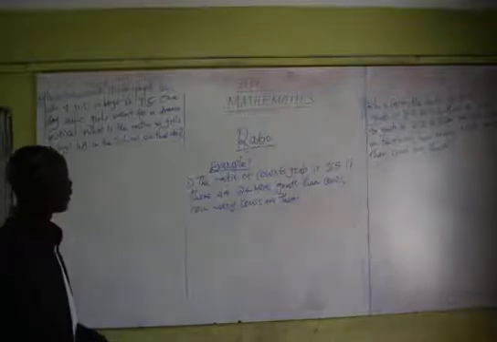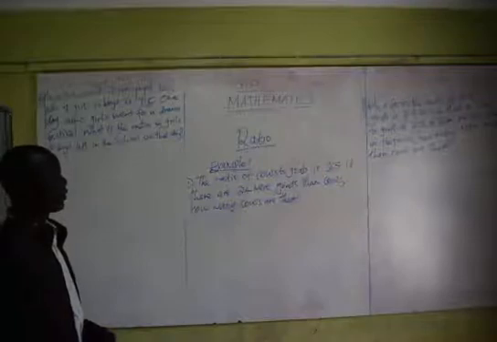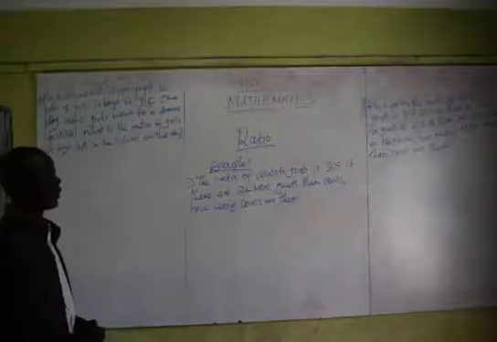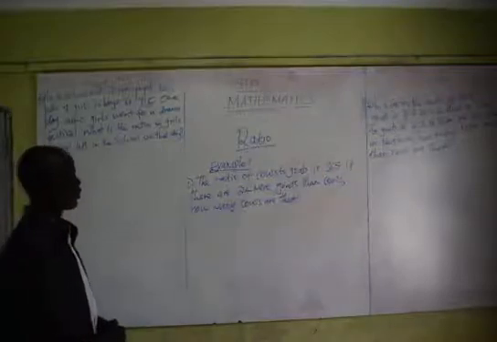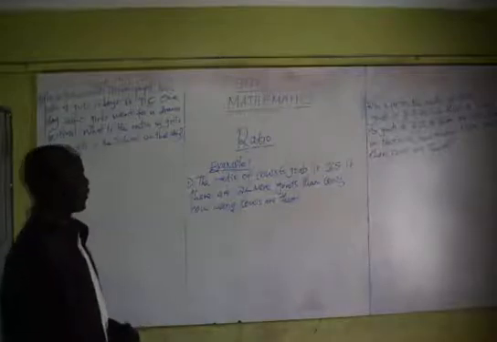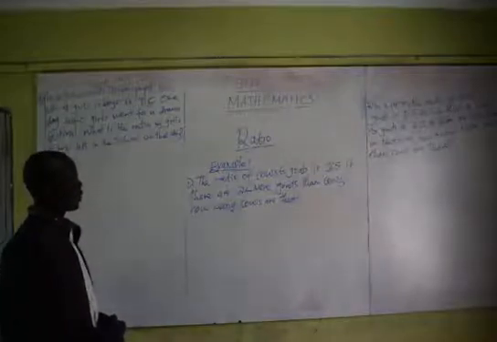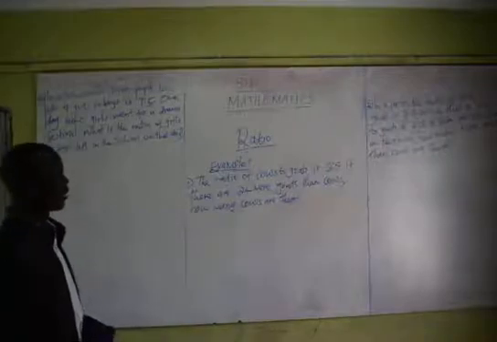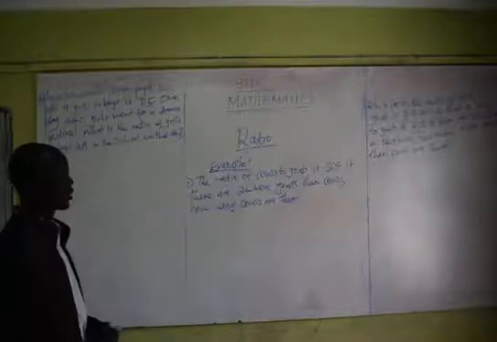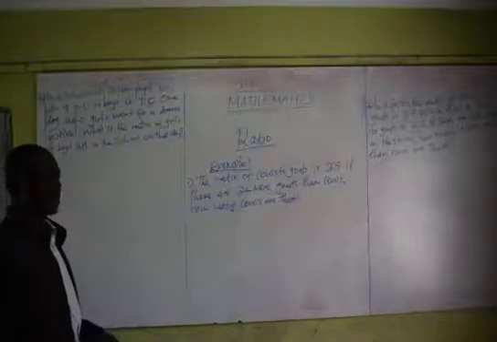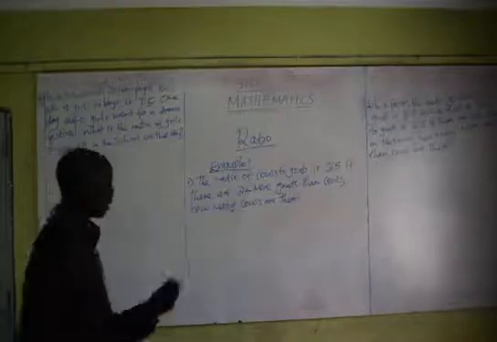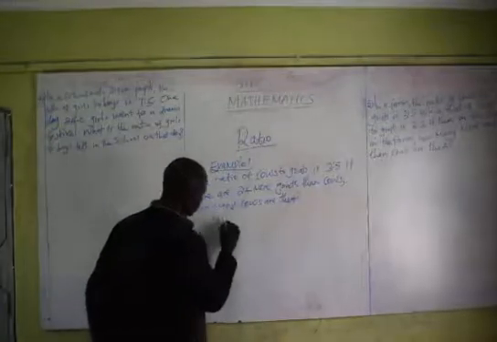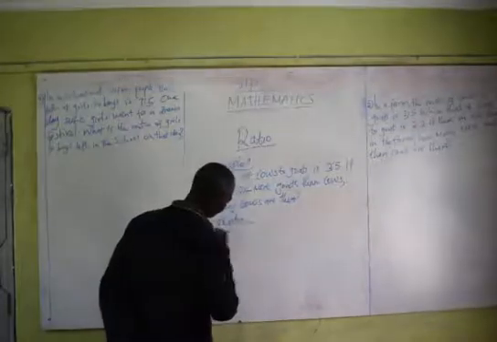Example number 1 says, the ratio of cows to goats is 3 to 5. If there are 24 more goats than cows, how many cows are there? So let us look at the solution.